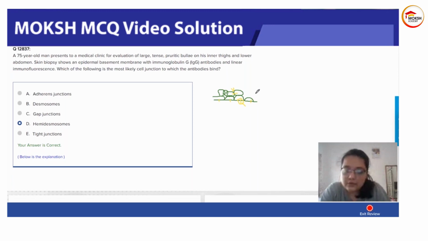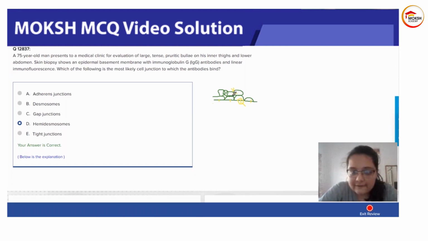What is immunofluorescence? You tag the particular antibody and then you give it a fluorescent light and see which part shines. So if an antibody has stuck to these hemidesmosomes, there will be a line shining along your basement membrane. You'll see a shining line. It will show a linear pattern, and that is seen in your bullous pemphigoid.